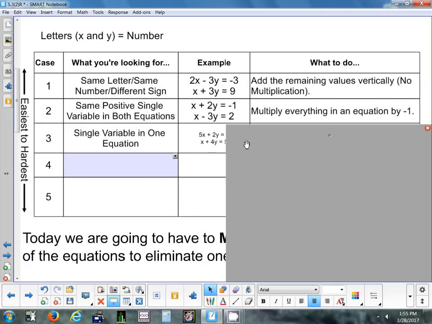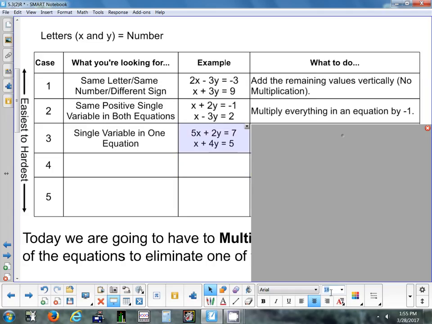All right. So now we got a single variable in one equation. I got 5x plus 2y equals 7, and I got x plus 4y equals 5. Which equation has the single variable, the top one or the bottom one? Bottom one, right? What's the single variable in the bottom equation? X. X is just by itself. So my top equation is 5x plus 2y equals 7, and my bottom equation, or equation number 2, is x plus 4y equals 5. Here's what we'll do.